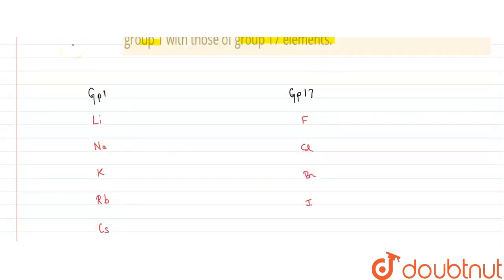So we know that on moving from left to right a period, the size of the atom decreases. So we know that the group 1 elements are large when compared to group 17 elements. So therefore, the energy required to remove the electron from group 1 element is very less when compared to that of the group 17 element, since their size is very large.